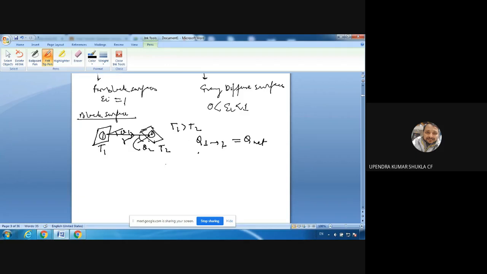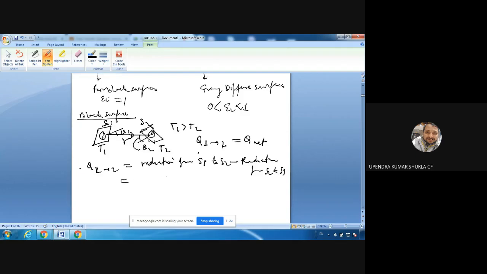Now I would like to tell you how to find this Q21, Q12. So Q12 you will find as the radiation from surface 1 to surface 2 minus the radiation falling on surface 1 from surface 2, in the opposite direction. Let's say this is surface 1 and this is surface 2. So how will you get that?